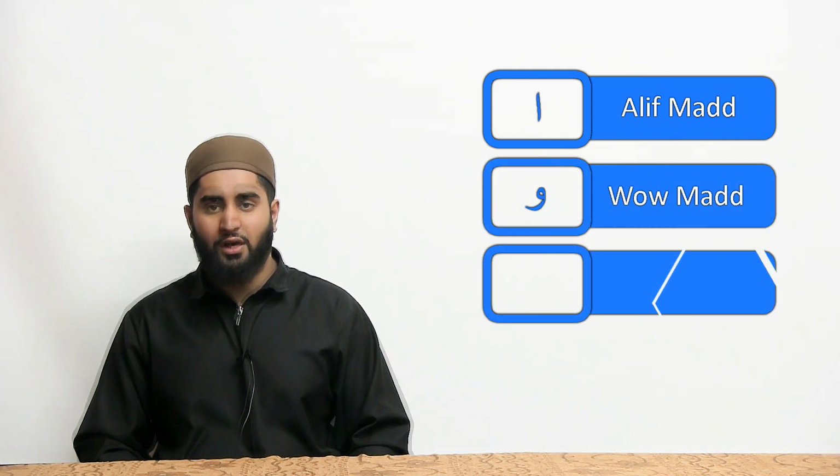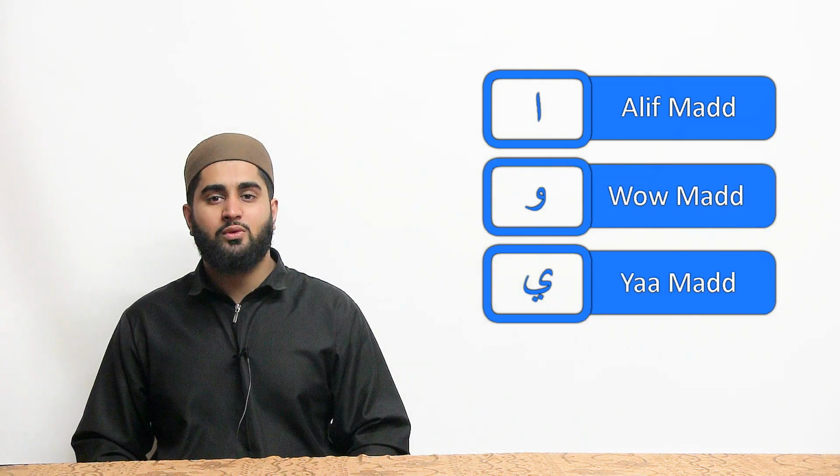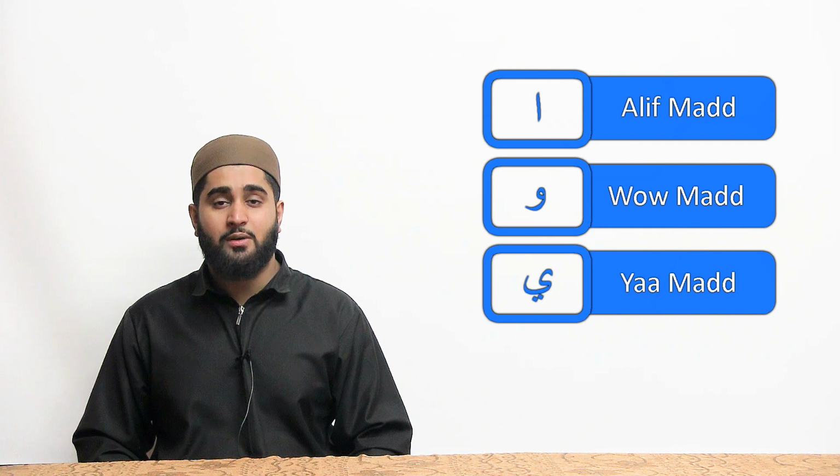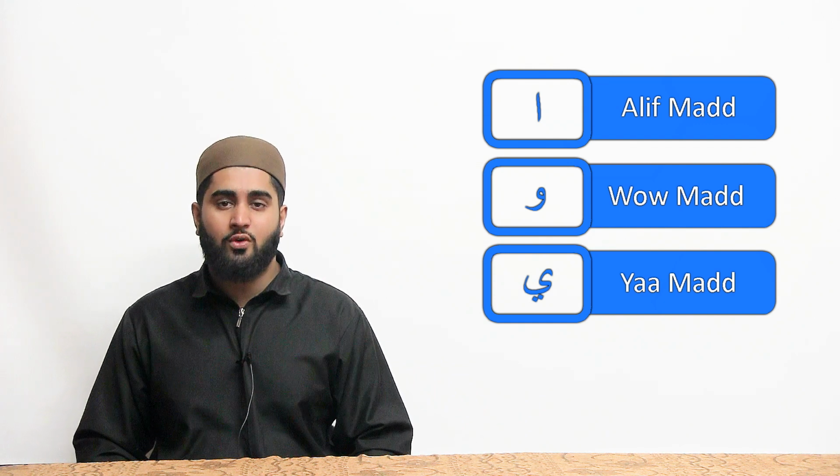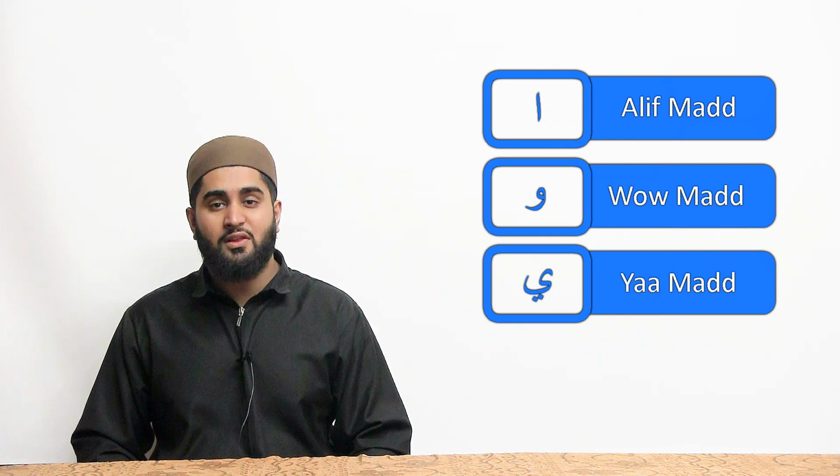Jazakallah khair. So today we'll be going over the three Madood letters. Now the three Madood letters are Alif, Waw and Ya. The significance of these three Madood letters is that whenever you see them within the Quran or your Qaida, you have to lengthen them for 2 seconds. And through the steps that we provide, inshallah, you'll find it easy to identify them and then also lengthen them.